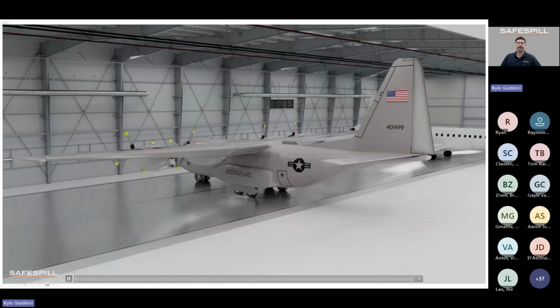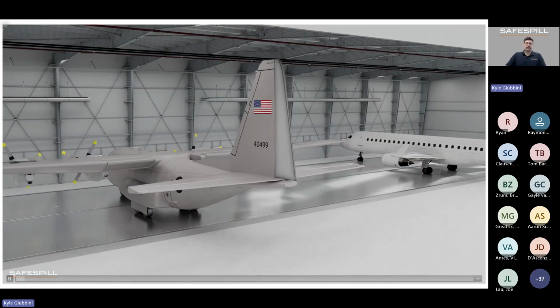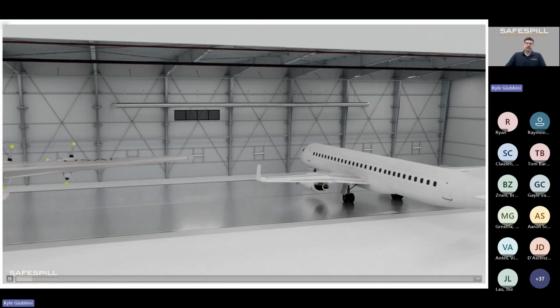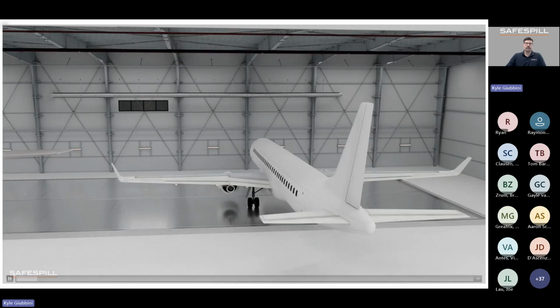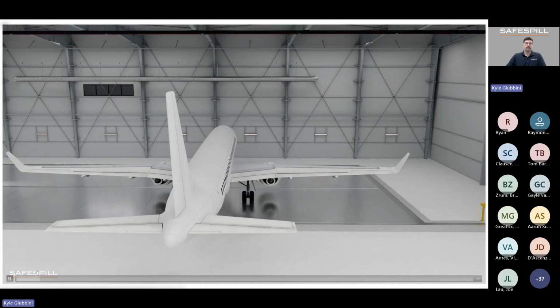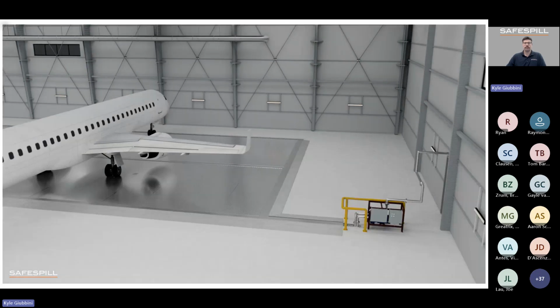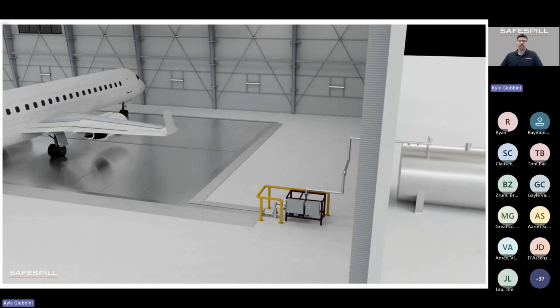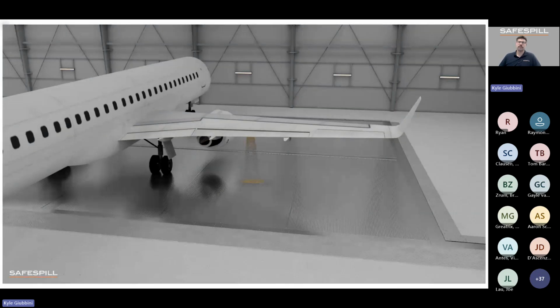In hangars, fuel spills during aircraft maintenance are not uncommon, and they are a dangerous fire risk. But if you remove the fuel, you eliminate that risk. With the Safespill floors, spills are immediately removed and contained. Let's look at how Safespill floors work.